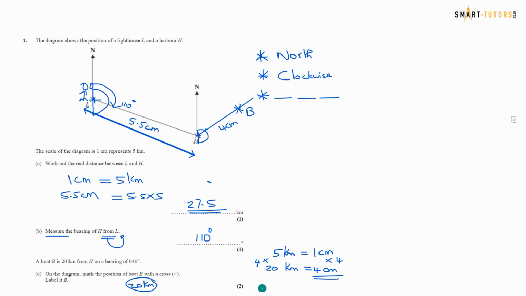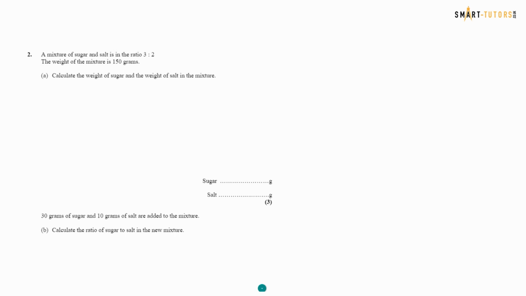Question number 2. A mixture of sugar and salt is in the ratio 3:2. The weight of the mixture is 150 grams. So 3 plus 2 is 5 parts. So 5 parts equal 150 grams. So 1 part is 150 divided by 5, which is 30 grams.